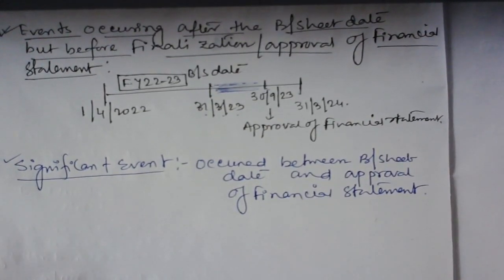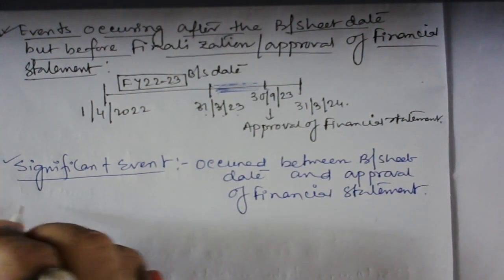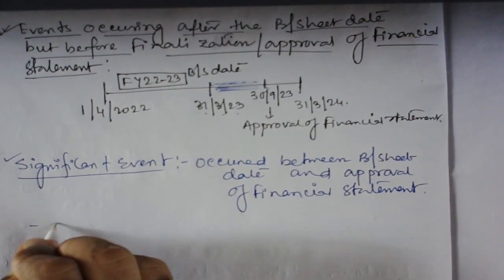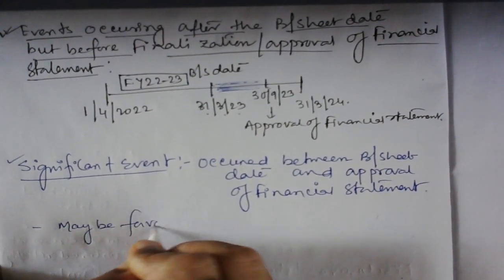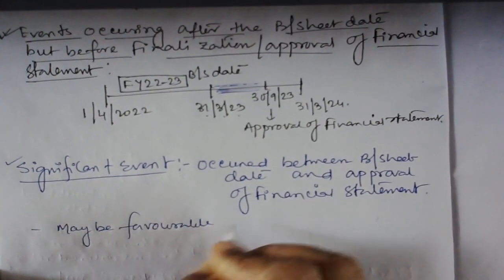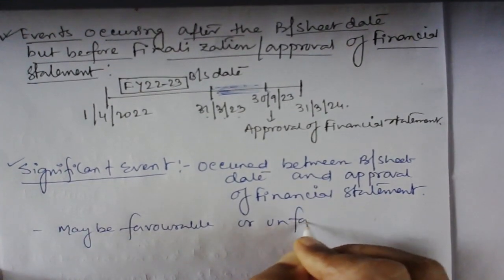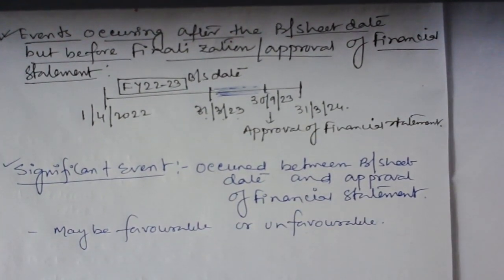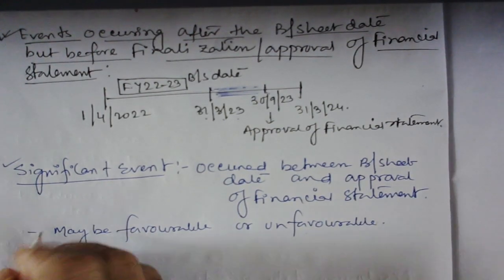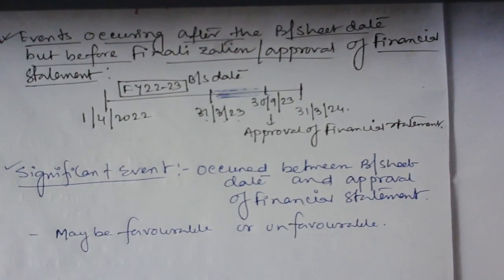Sir, now significant event kya ho sakta hai? Favorable ho sakta hai, unfavorable ho sakta hai. May be favorable or unfavorable. Both are possible here. Okay?